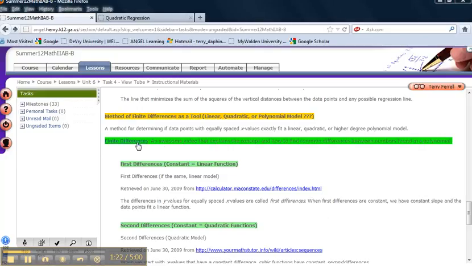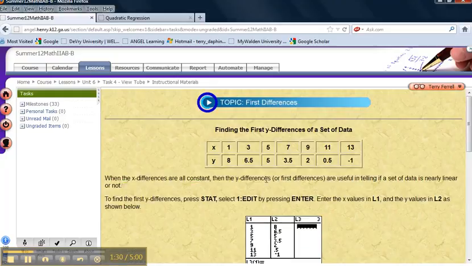Okay, I went down to finite differences. I'm going to click here where it says first differences, and there's actually a typo in here too. I'll show you what I'm talking about. Basically, on that task, you're going to have some data. With your data, you're going to try to model the data to either a linear function, quadratic function, or a cubic function.